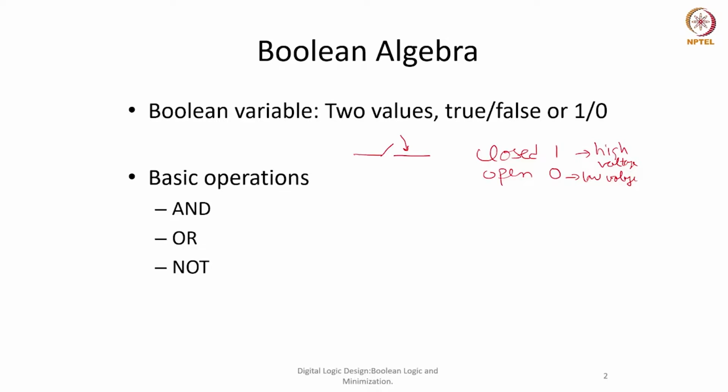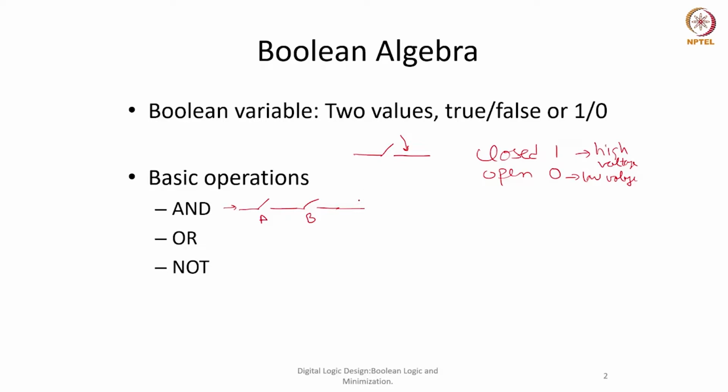AND means that when there are two Boolean variables and both of them are on, then only my output would be on. Let us see this way. Let us say there are two switches. This switch is called A, and there is another switch called B. Right now both of them are open. Because both of them are open, my combined output is going to be open, because the current cannot pass to this place.